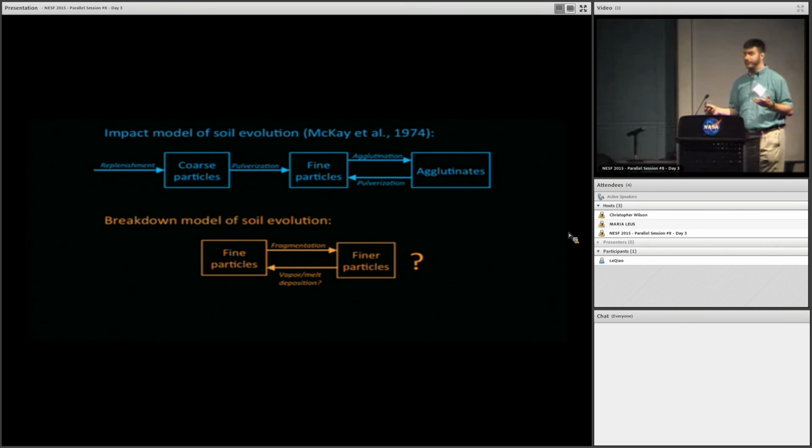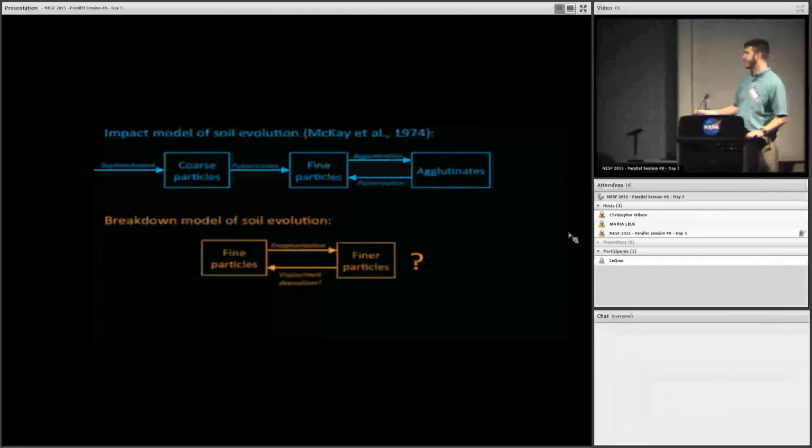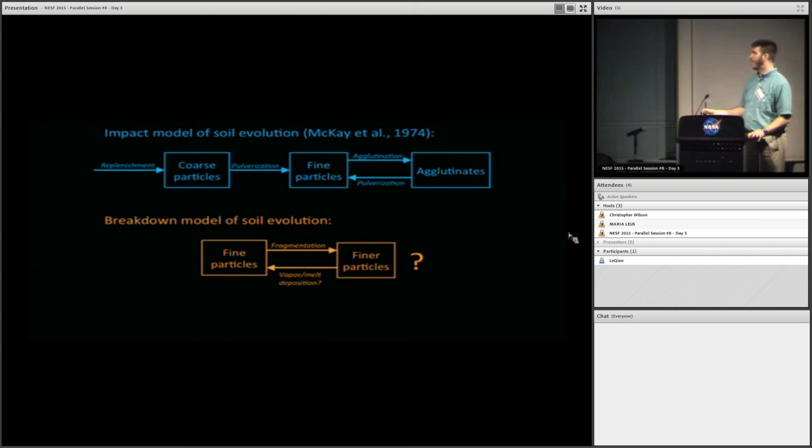The breakdown model of soil evolution is kind of loosey-goosey at this point. There are fine particles that can probably include some coarse particles, some fine particles. Some of those are going to be fragmented because it's an explosive process. You get a spark going through, it can actually split material up. This is actually being looked at by some folks as a means of separating out ore. They're just shocking rocks with big batteries, basically. So it feeds into finer particles.